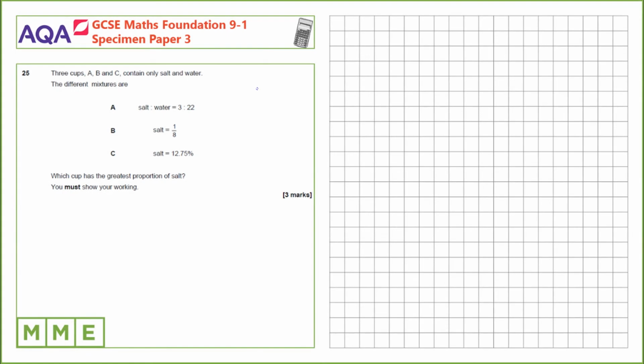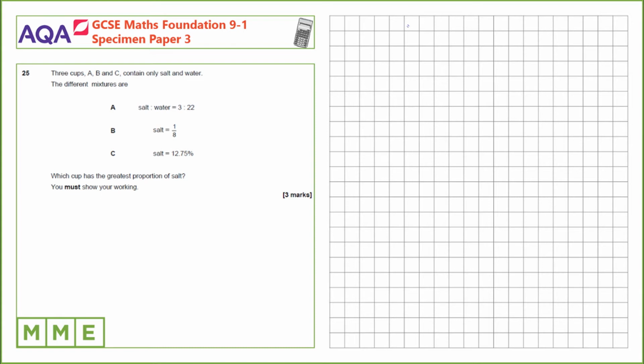Question 25. 3 cups, A, B and C, contain only salt and water. The different mixtures are as follows. Which cup has the greatest proportion of salt? We need to show our working. So in order to compare these, we need to write them all as either a decimal, fraction, or percentage. So we'll go to writing them all as a decimal.